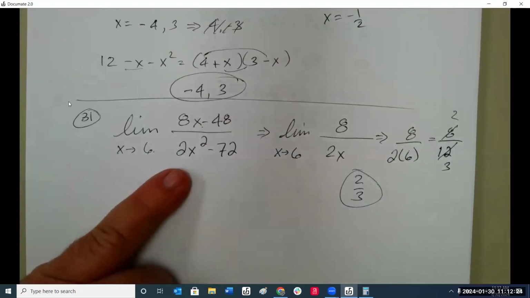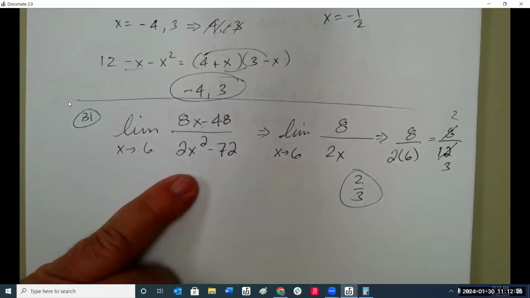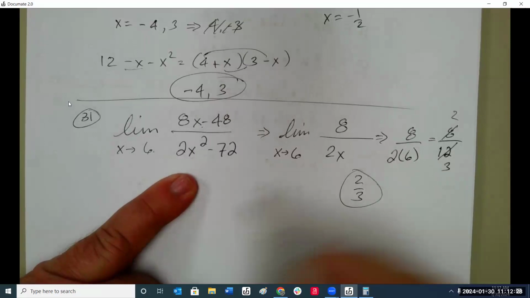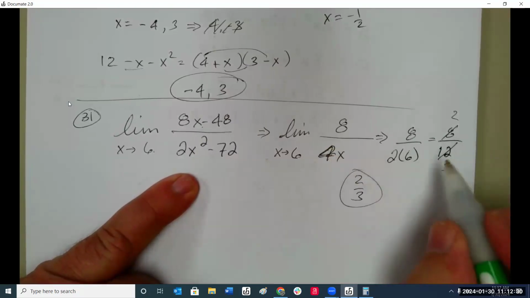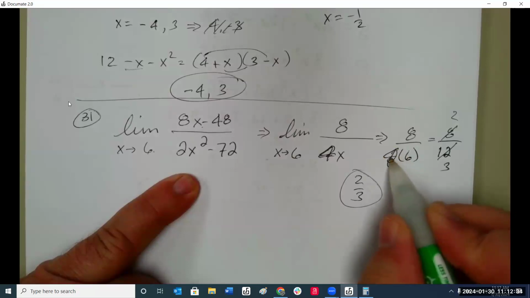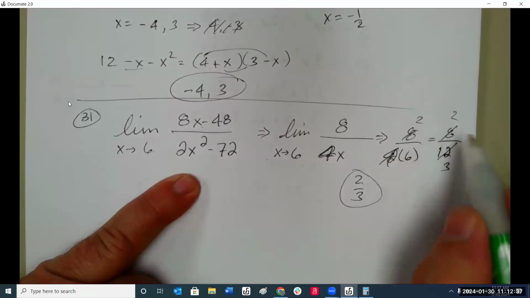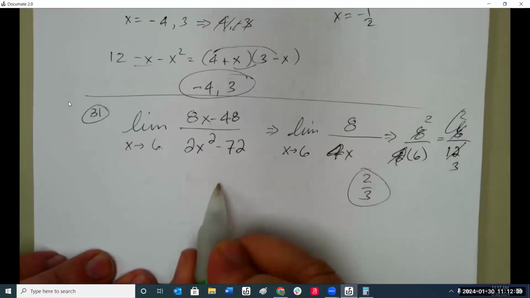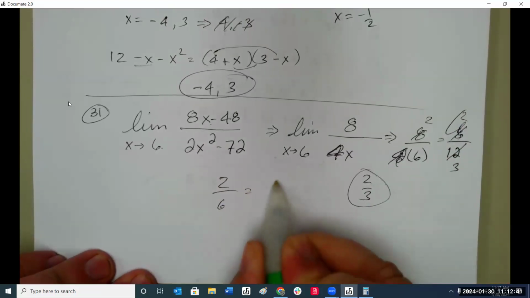Wouldn't the derivative of 2x squared be 4x? Yeah, you're right. So it'd be 4 times 6, so that makes it 2. 2/6 makes it 1/3.